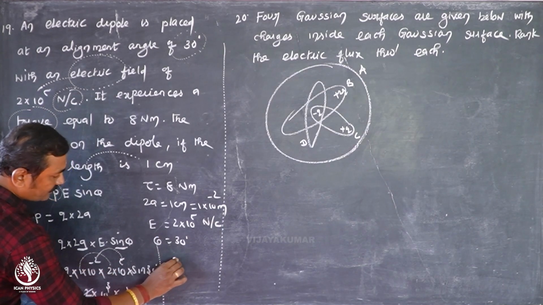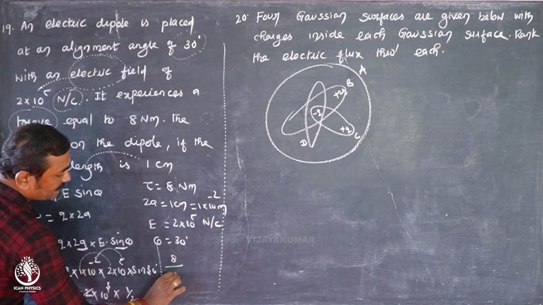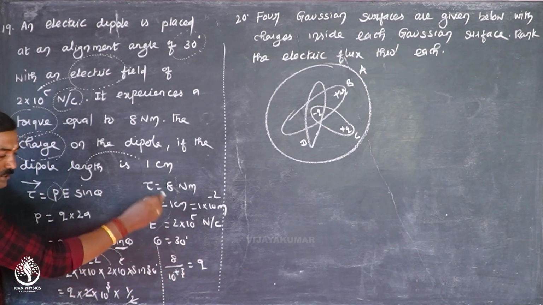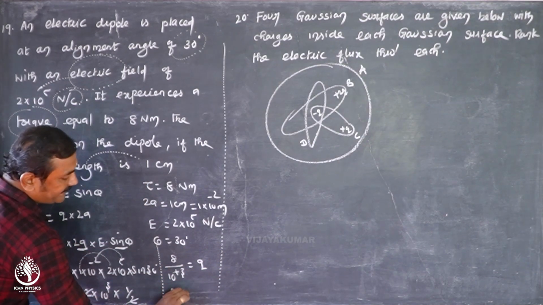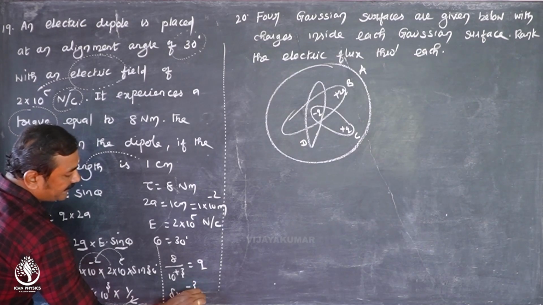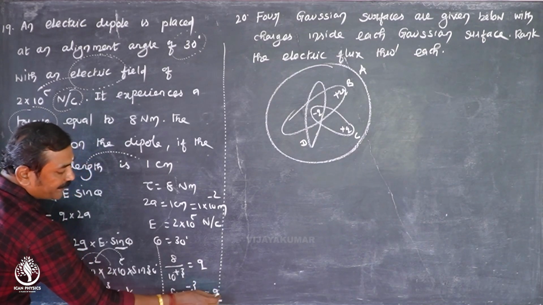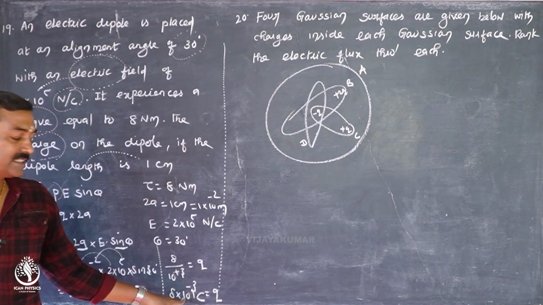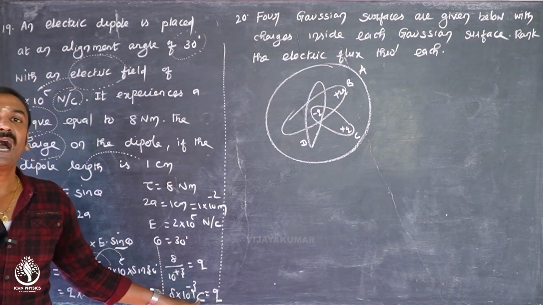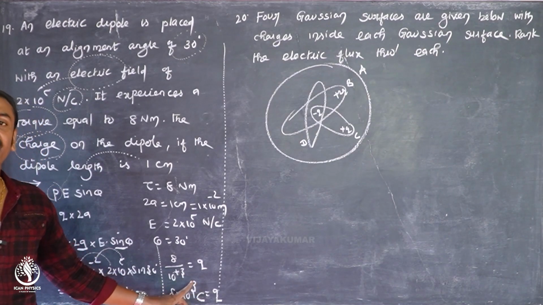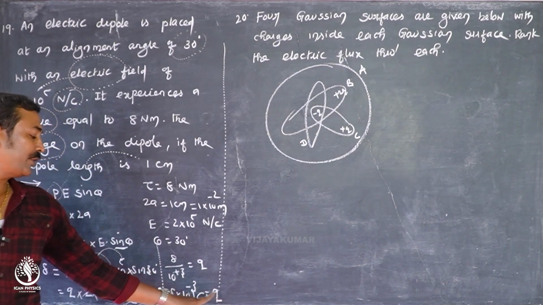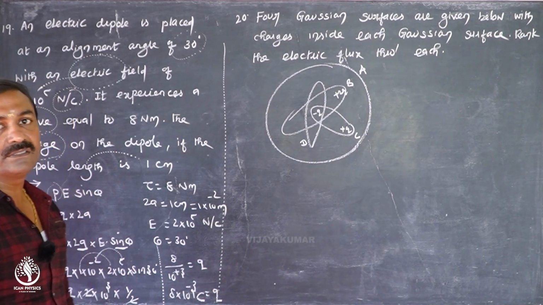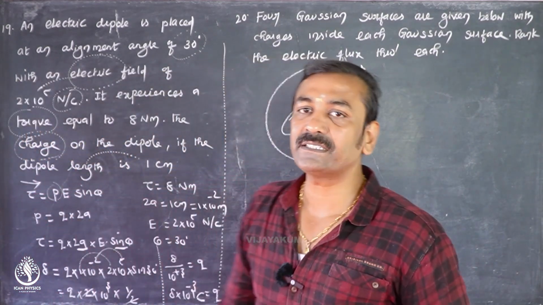So 8 by 10 to the power plus 3 equal to Q. The power plus 3 goes to the numerator as minus 3. So 8 into 10 to the power minus 3 equal to Q. The unit of charge is coulomb. So your answer is 8 into 10 to the power minus 3 coulomb. Or by taking 10 to the power minus 3, we can put milli. So Q equal to 8 millicoulomb is the answer. Okay, do you get it now? Okay, so shall we go to the next question?